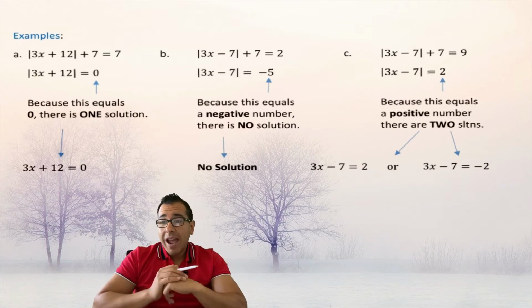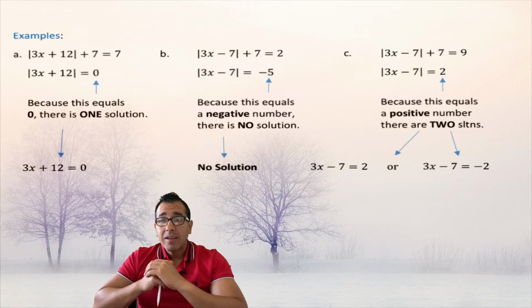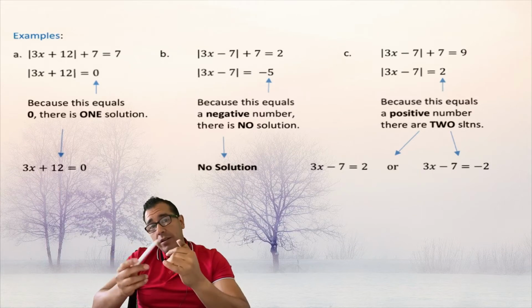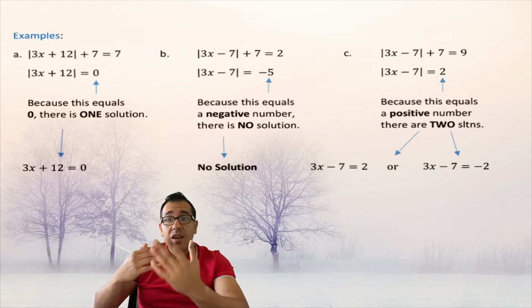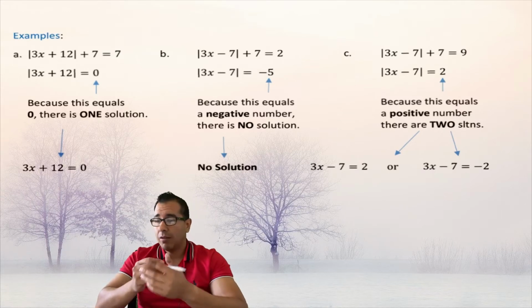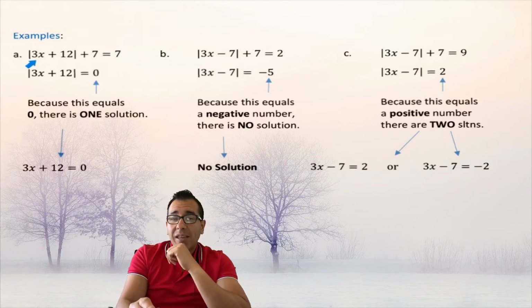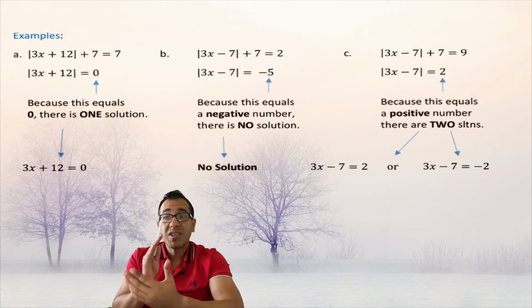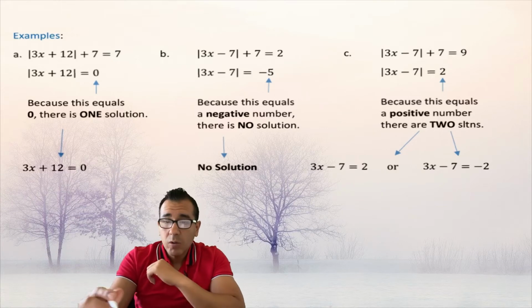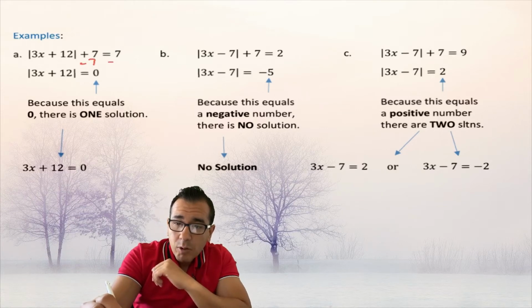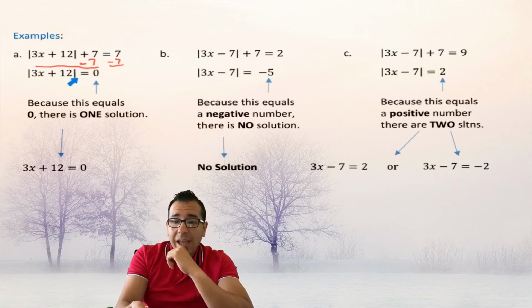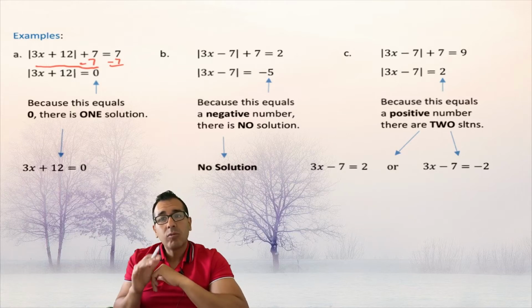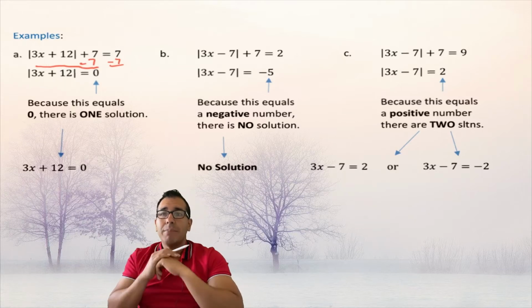All right, so here I have 3 examples that we're gonna be looking at, and these 3 examples are gonna set the scene whether we have 1 solution, no solution, or 2 solutions. So let's take a look at what that just meant. For part A, notice we have the absolute value of this expression plus 7 equals 7. So step 1 told us to subtract 7 from both sides. When we subtract 7 from both sides, look at what we're left with: the absolute value on one side, and now our 0 is isolated. So that's what's meant by step 1. Get that absolute value by itself.